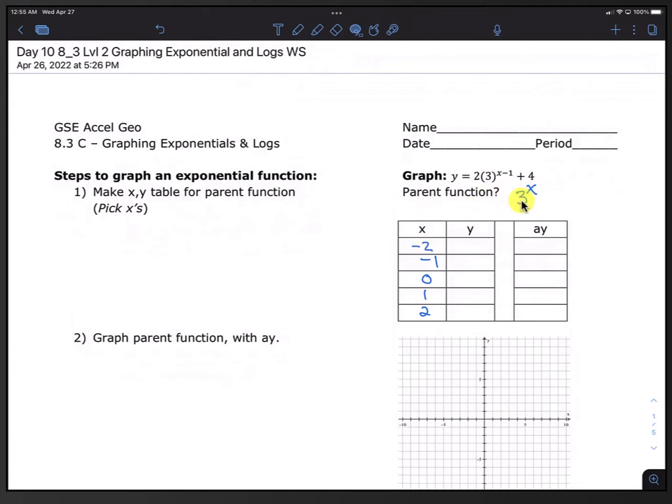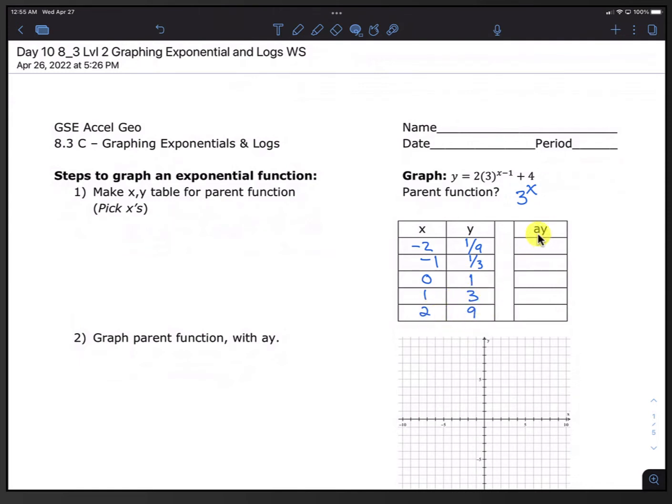So y would be 3 raised to the -2. That's going to be 1/9. Y equals 3 to the -1 is 1/3. 3 to the 0 is 1, 3 to the first is 3, and 3 to the second is 9.